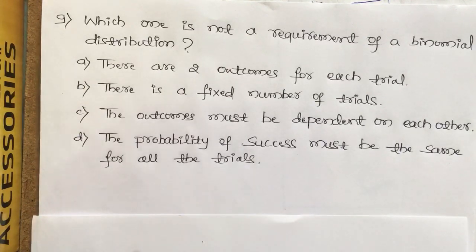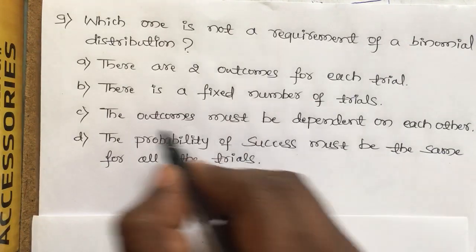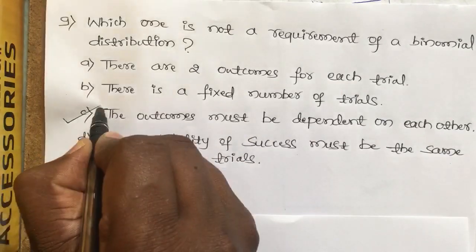The requirement of a binomial distribution is that the outcomes must be independent of each other. The outcomes must be independent. Hence, the answer is option C.